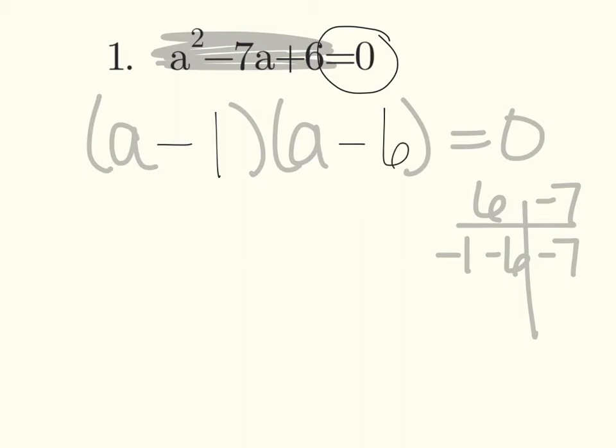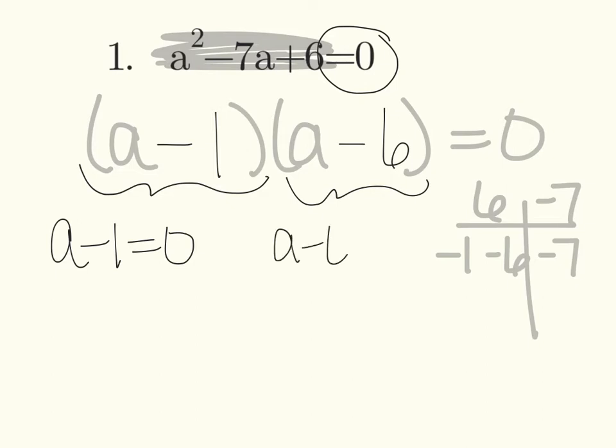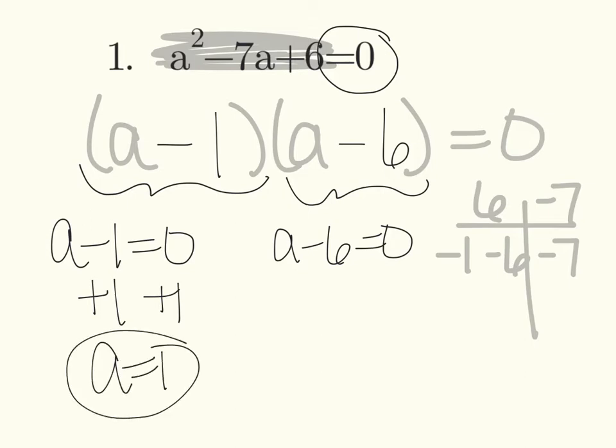Now, that's the old part. The new part is we need to actually solve this. So we're going to take each set of parentheses and set it equal to 0 and solve for each one. So we're going to look at this one right here. We have a minus 1 equals 0. So I want to solve for a. I'm going to add 1, and a equals 1, and there's my answer.